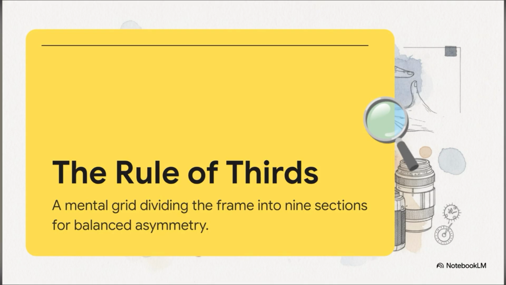So instead of just dumping your subject right in the middle, you want to place your main focal points exactly on those intersections. Like if you're shooting a portrait, try putting the subject's eyes on that top right or top left intersection. Or if you're out shooting a landscape, place the horizon on the top third line to really show off the foreground, or the bottom third line for a huge dramatic sky. It works incredibly well because it creates this balanced asymmetry that just feels totally dynamic and perfectly natural to the human eye.